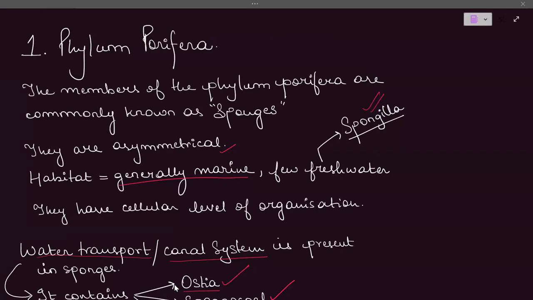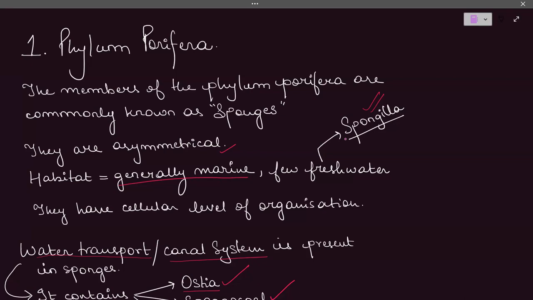No, ma'am. Okay. Now, moving forward, let us talk about the first phylum, the phylum Porifera. Just like how in the kingdom Monera, the sole members were bacteria, so that kingdom is for bacteria only. Talking about this phylum, the main members are sponges. They are asymmetrical; their body does not have any symmetry. Habitat, where they live: they are generally marine, meaning they live in the ocean, and a few of them are freshwater organisms, for example Spongilla.